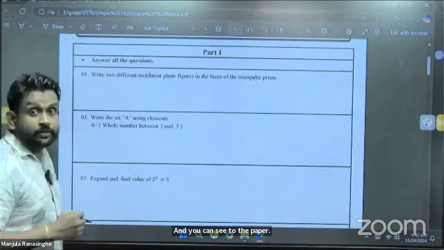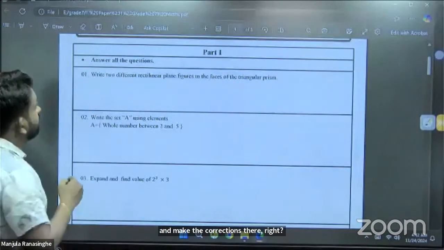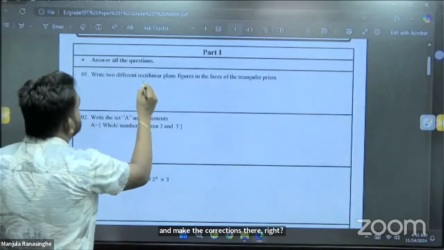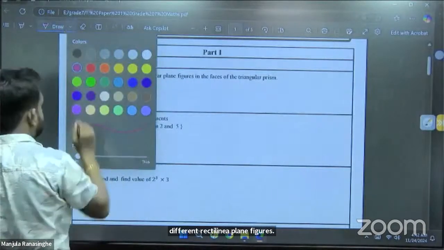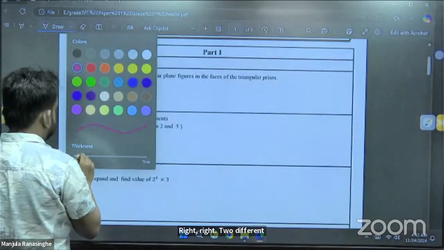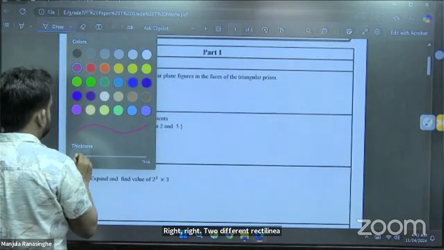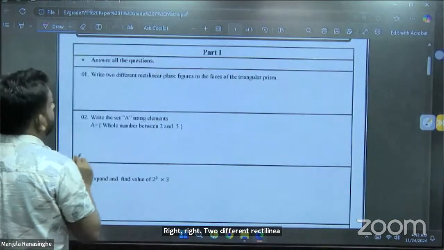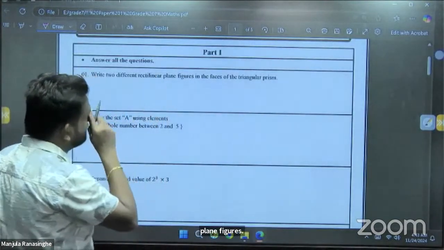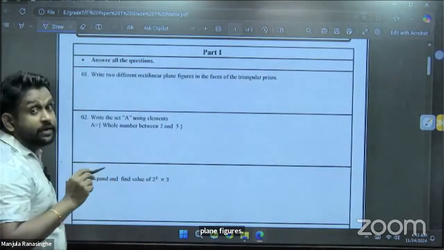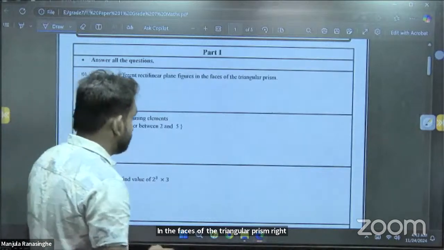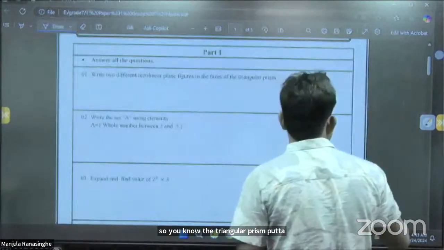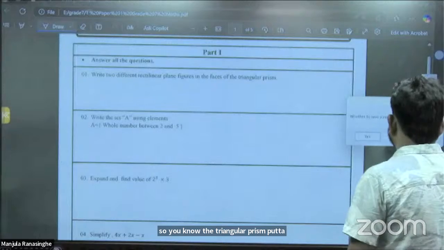First one, write two different rectilinear plane figures in the faces of the triangular prism. Right. So you know the triangular prism. I will draw for you the triangular prism. This is the triangular prism.